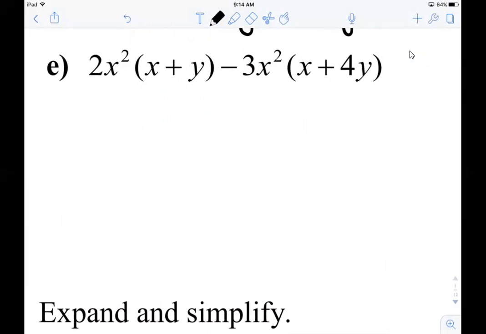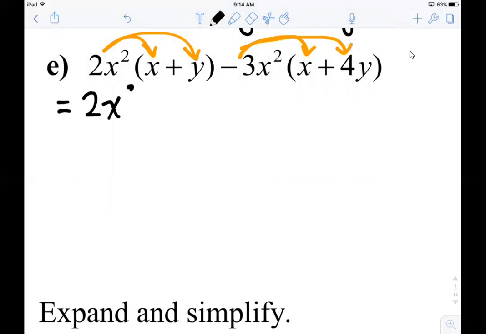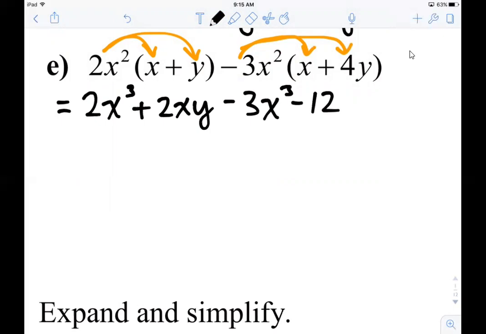So now, once again, I need to use my distributive property. So 2x squared needs to multiply by each of these. And then, careful, negative 3x squared needs to multiply by each of these. Once we get an expanded form, we'll start to bring things together. So this is going to be 2x cubed plus 2xy minus 3x cubed minus 12x squared y.